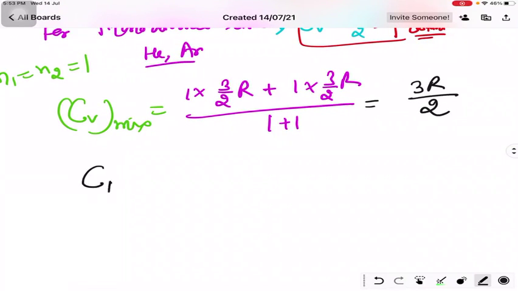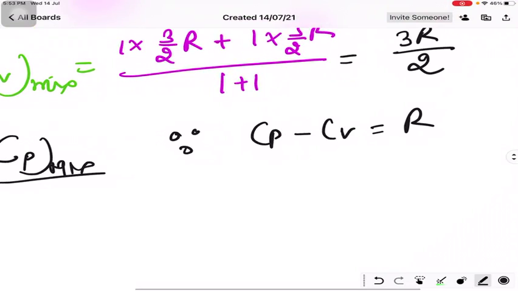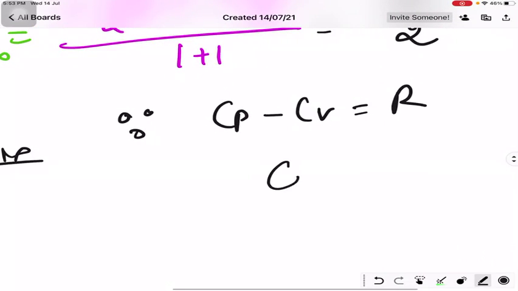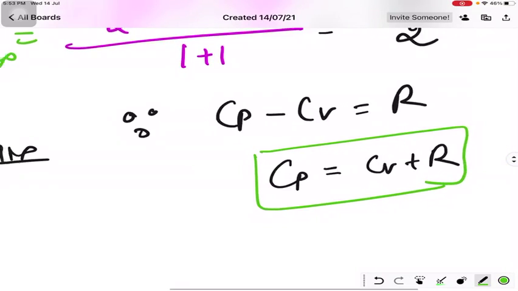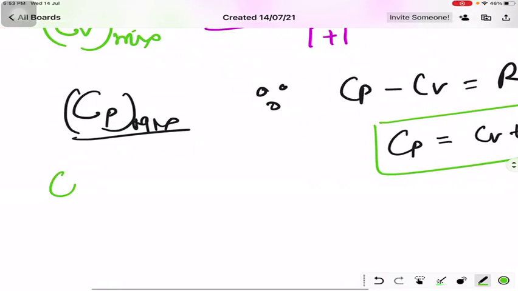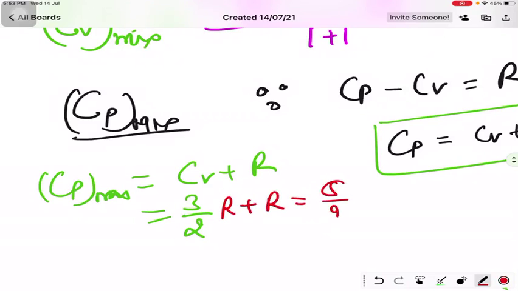Now what will be the Cp for the mixture? Because we know that Cp minus Cv is equal to R, from here we can find the value of Cp. Cp will be equal to Cv plus R. So just put the value for calculating Cp. Cp of the mixture will be equal to Cv plus R, and Cv we have recently calculated, it is 3 by 2 R, plus R, so it will be 5 by 2 R.